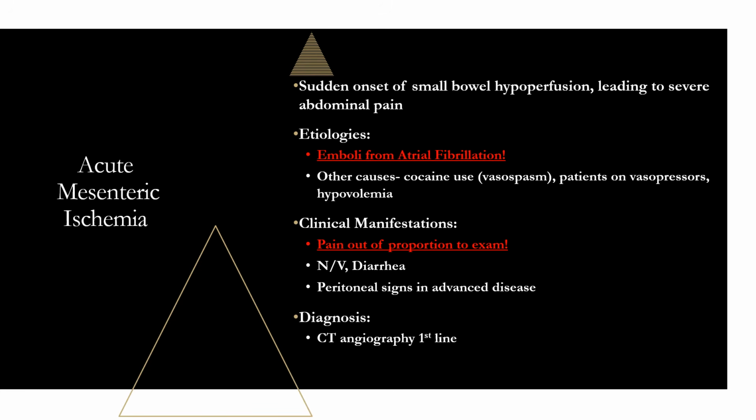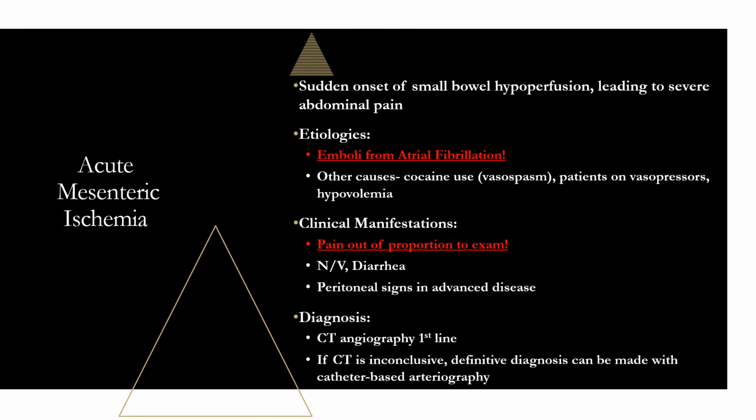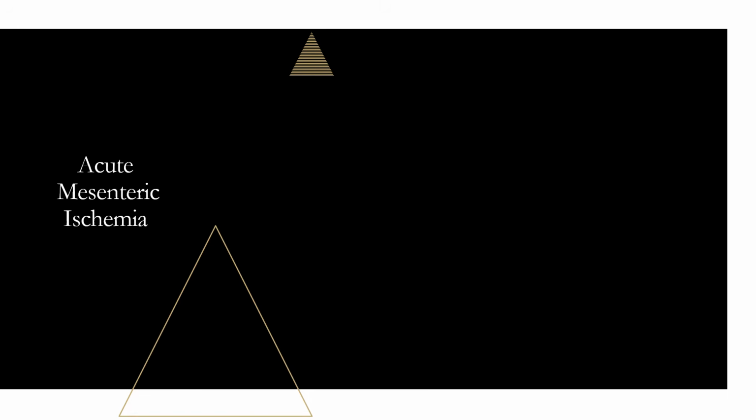Diagnosis, again, is going to be CT angiography. That's going to be your first line. And if for some reason it's inconclusive, a definitive diagnosis can be made with catheter-based arteriography. So that's going to be the same way you do a catheterization for the heart to visualize if there's any ischemia in the coronary arteries. It's the same way in these patients, but normally CT angiography will be enough to visualize the area and you won't have to get to that stage. But do know that in case this is inconclusive, that's another way to diagnose this and really is the definitive way if you need to.